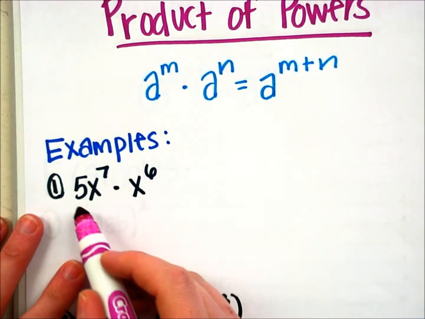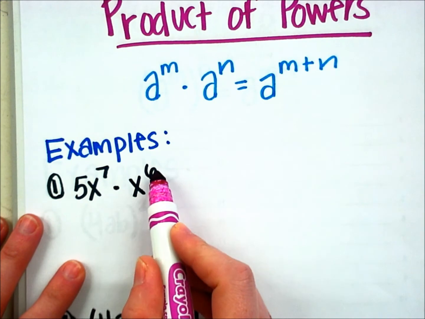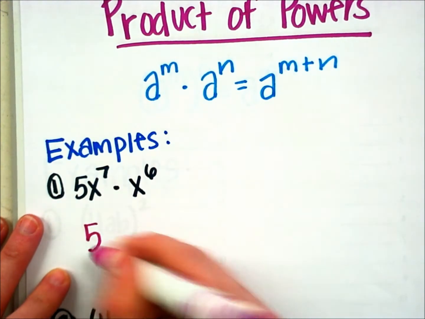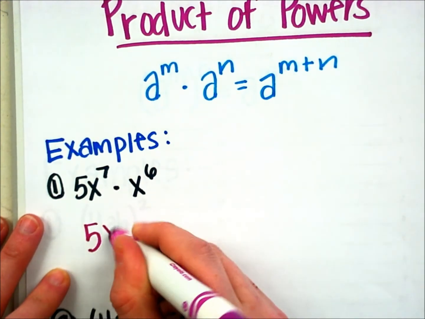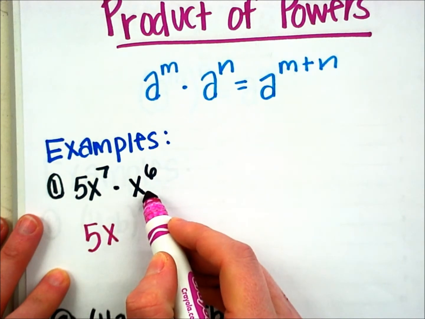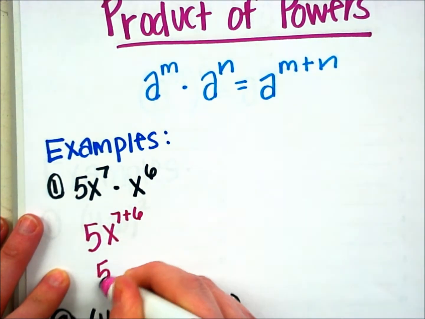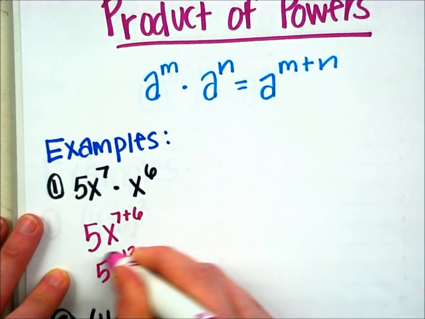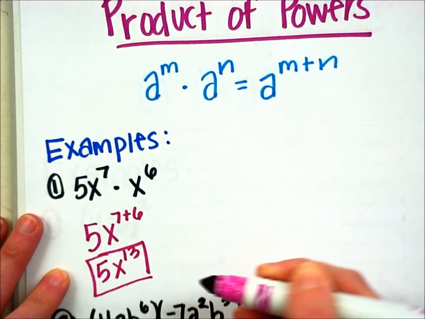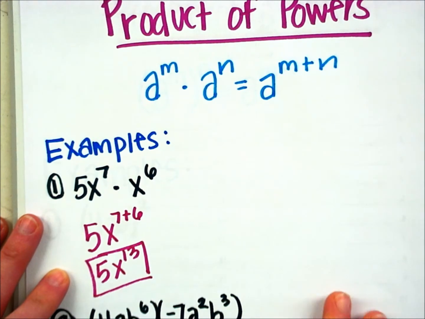So let's look at this first example. Number 1, I have 5x to the 7th times x to the 6th. I'm going to keep that 5, and then the bases of x, so that's 5x to the 7 plus 6. Well, 7 plus 6 is 13. So this would be 5x to the 13th power.